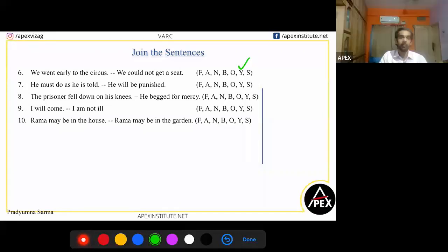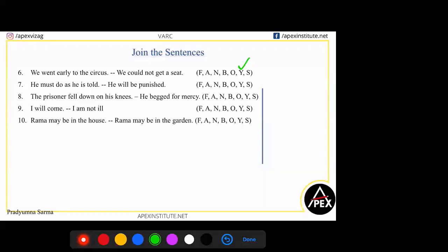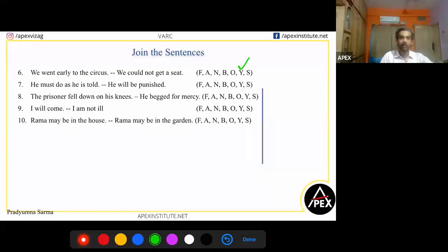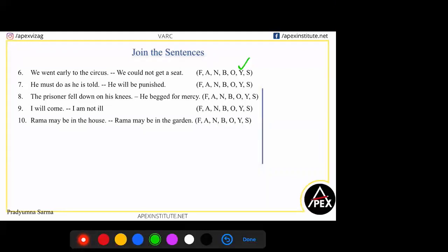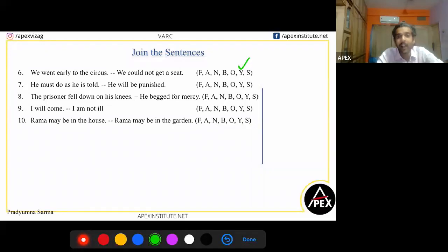Okay. He must do as he is told, or he will be punished. Krishna fell down on his knees and begged for mercy. I will come, for I am not ill. That means I'll come because I am not ill. Whenever I'm using "for" like this, it means because. I'll come, for I am not ill. That means I'll come because I am not ill.